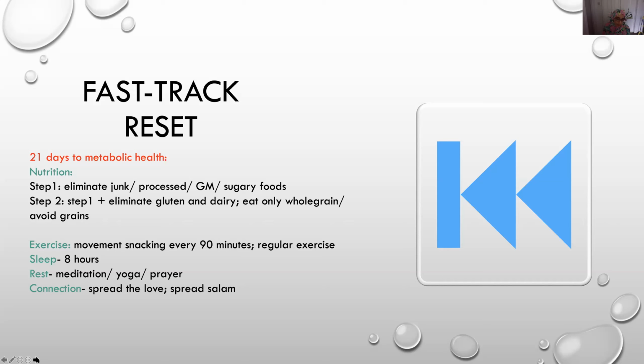So think about movement snacking. So getting off your chair every 90 minutes for an exercise break, and including regular exercise in the form of running or HIIT or any form of movement that really works for you. Going for a good 8 hours of quality sleep, including meditation, particularly mindfulness meditation, yoga and prayer.